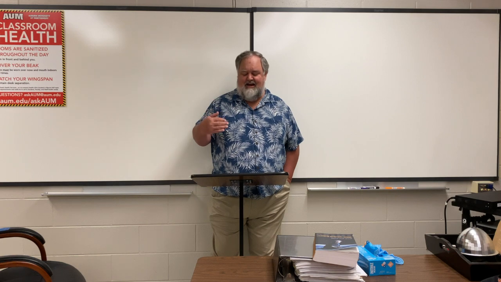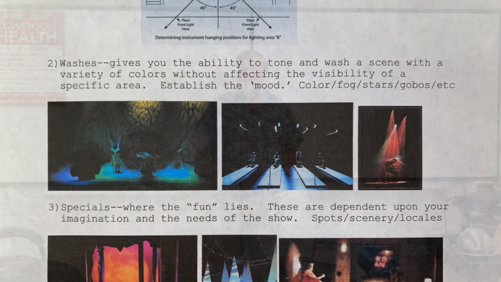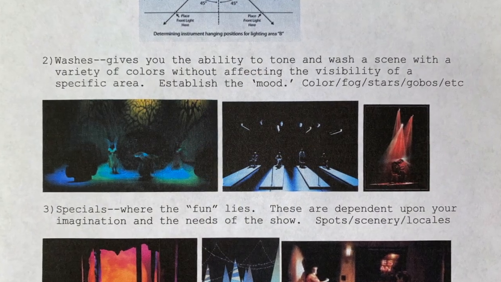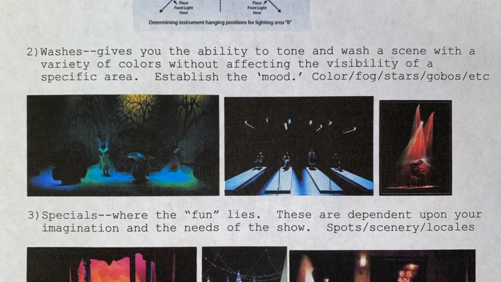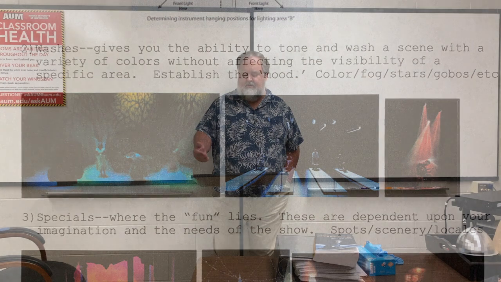The second layer are what are called washes. The washes are going to basically give you the mood of the text. Again, I've given you a couple examples here. One of them is very dark, using blues and greens. Also some gobos on the background to give you a mood. You can see another one where there's heavy backlight, people in silhouette with some gobos on the ground. You can see there's another more rock concert-y thing. Each one has a different color to it. Each one has a different feeling about it.